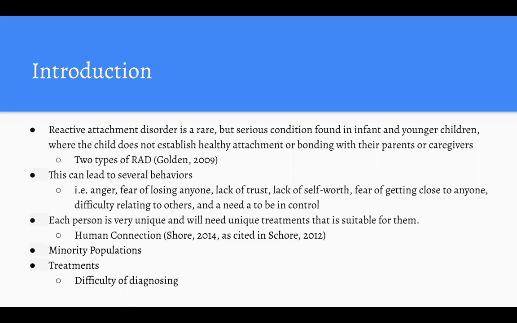Inhibited RAD is a hypervigilant type where a child won't act the way they feel, and disinhibited RAD is where a child has no attachment to anyone and has an inability to socialize and attach. Children that exemplify RAD characteristics would have been disrupted in their early life enough that it affects future relationships. This can lead to behaviors such as anger, fear of losing anyone, lack of trust, lack of self-worth, fear of getting close to anyone, difficulty relating to others, and a need to be in control.